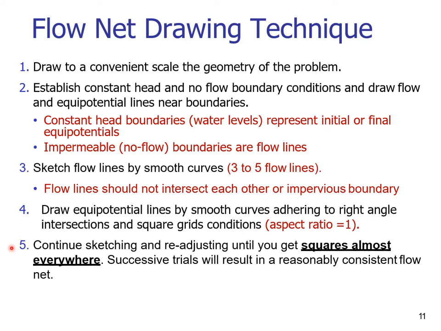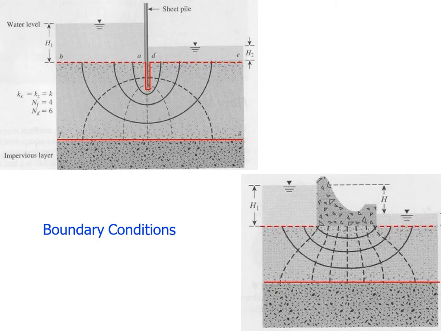Next step, continue sketching and readjusting until you get square almost everywhere. Successive trials will result in a reasonably consistent flow net. So here you can see the flow net in this particular case, and here you can see the flow net in this particular case. Well, you can see that this is the flow line, this is another flow line, this is another flow line.